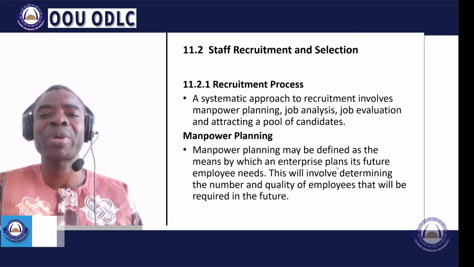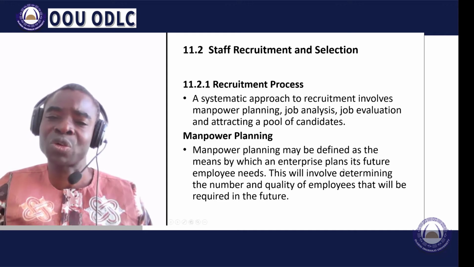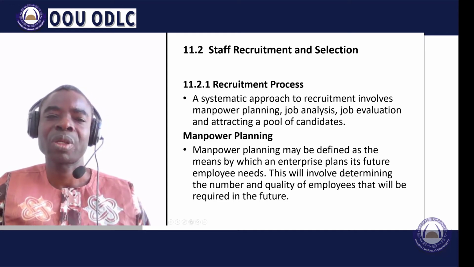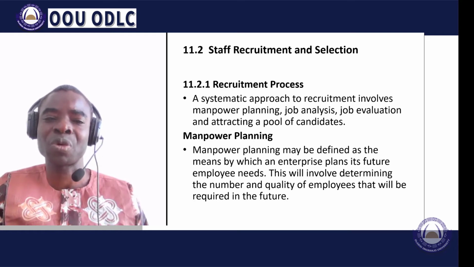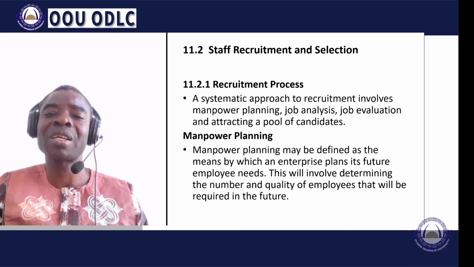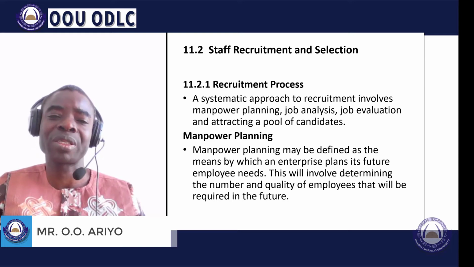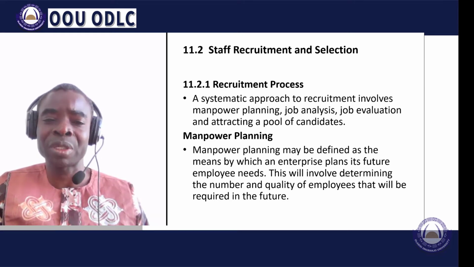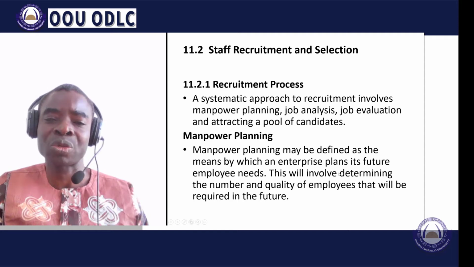Now, how do we get appropriate personnel into the business? That leads us to the issue of staff recruitment and selection. The recruitment process is a very crucial one, and a systematic approach to recruitment must be followed. Recruitment basically involves attraction of a pool of candidates that an organization will consider and determine whether they are suitable for employment or not. What we do there includes manpower planning, job analysis, job evaluation, and so on and so forth.